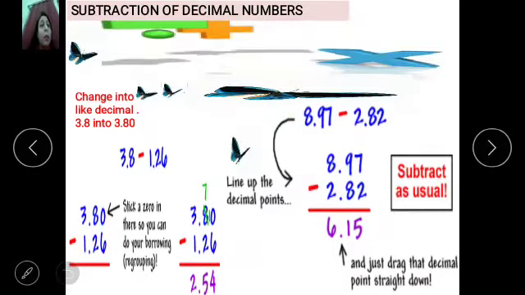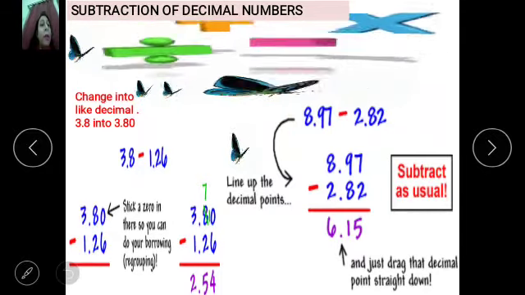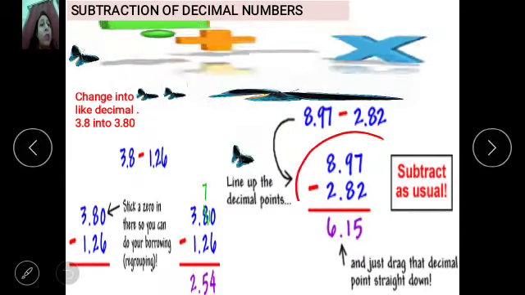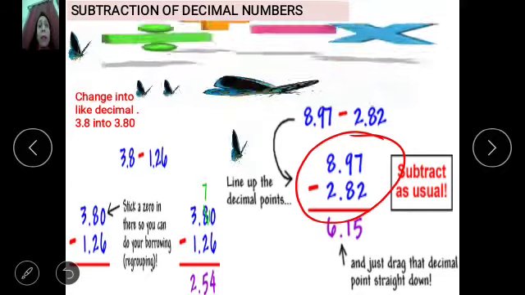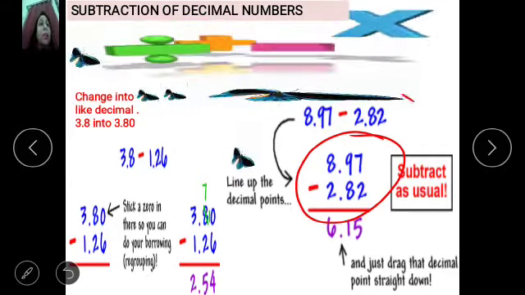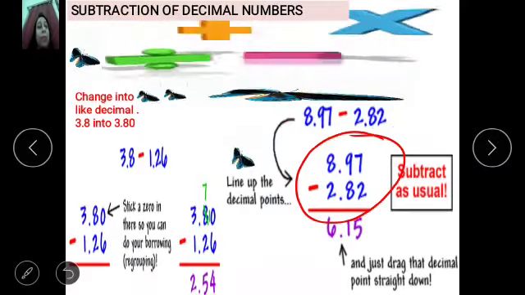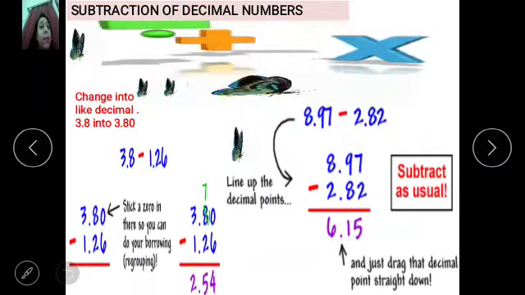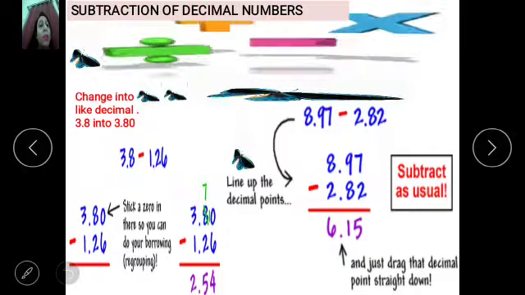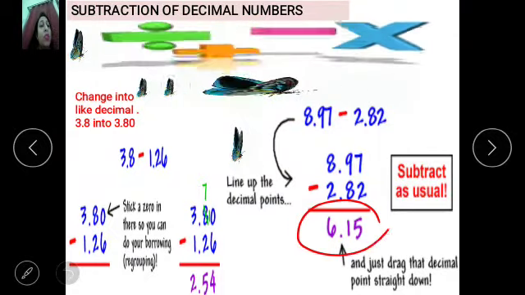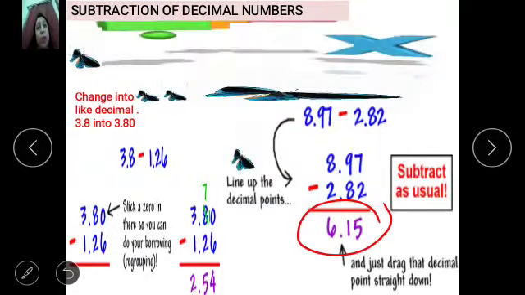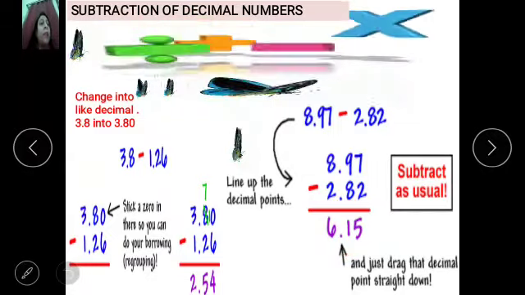So here, 8.97 minus 2.82, you arrange those numbers in a column. Because these two numbers are decimal numbers, so no need to change. So here you just see 7 minus 2, 5, 9 minus 8, 1, and 8 minus 2, 6. Like that you have to subtract. Now come to the next.